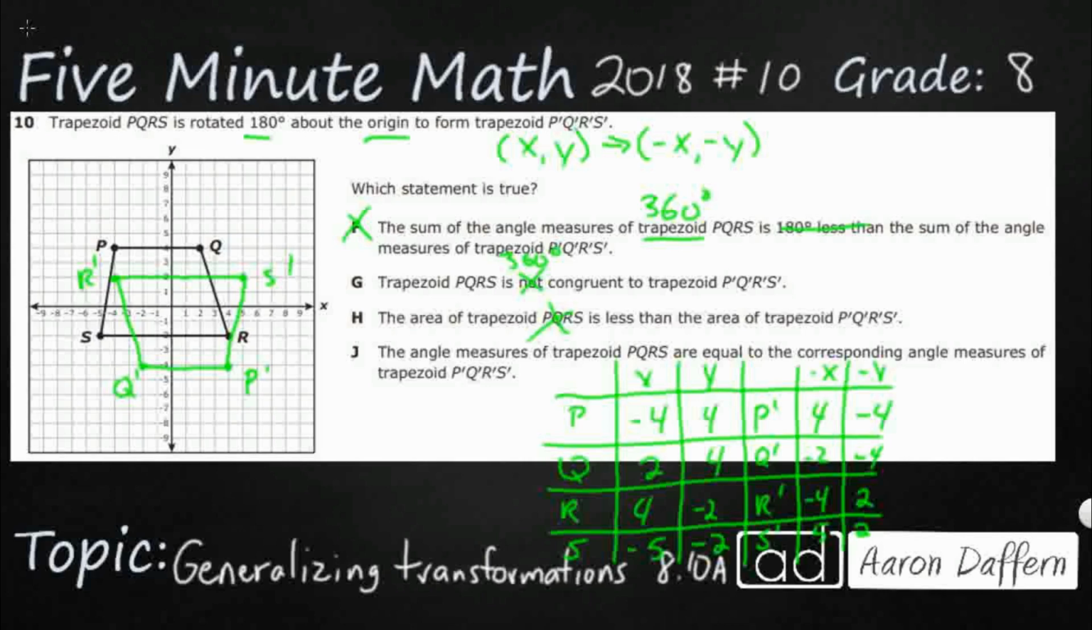The angle measures of trapezoid PQRS are equal to. Yeah, they're equal because I just rotated it. So my answer is J.